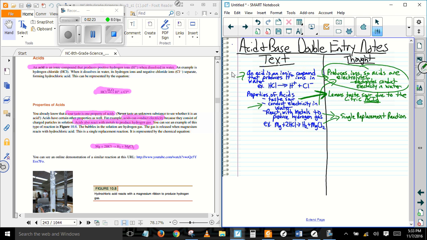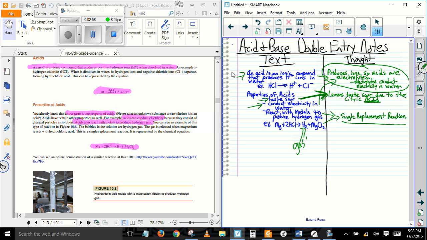Also, acids taste sour right here. I connected that over here. Lemons taste sour due to the citric acid in them. And I connected these two down here with some prior information that I learned in a previous chapter, that metals react with acids to produce hydrogen gas. So here's the gas, the hydrogen gas, and this is a single replacement reaction.